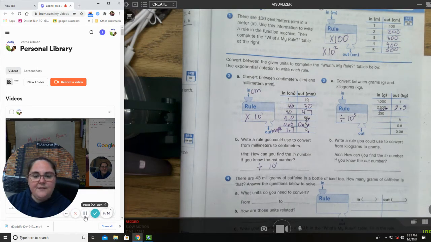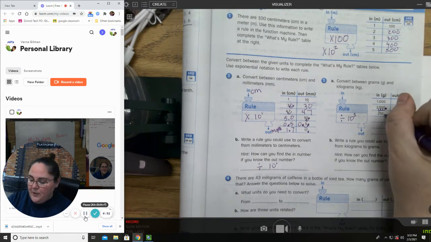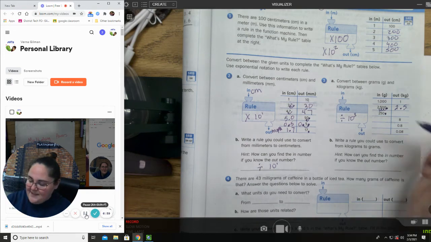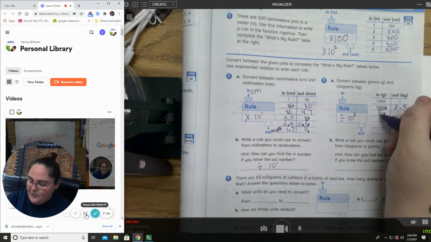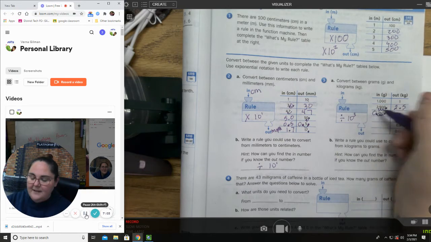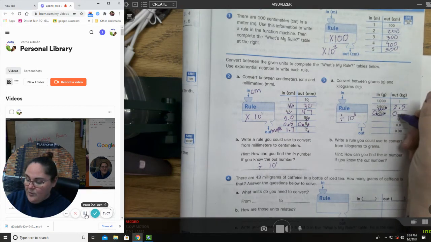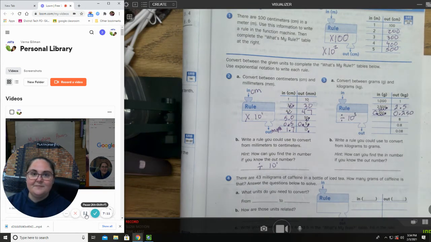I want you to see if you can do the next one. 250 grams equals how many kilograms? All right, move that decimal 3 spaces. 1, 2, 3. Put my 0 in front because there's no holes. So 0.250 would be my answer.